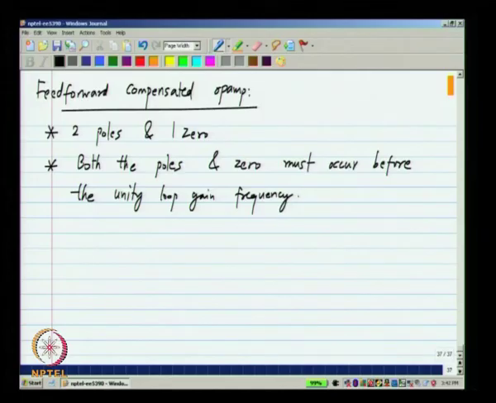Both the poles and the 0 must occur before the unity loop gain frequency for stability. Now, we have not said what is the factor by which the 0 has to be before the unity loop gain frequency. We will work it out, but it is very clear that the 0 has to come before the unity loop gain frequency.